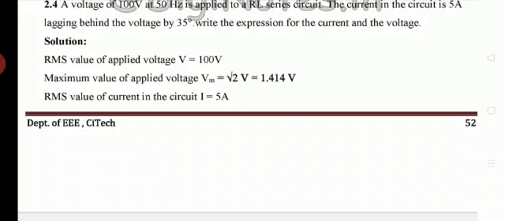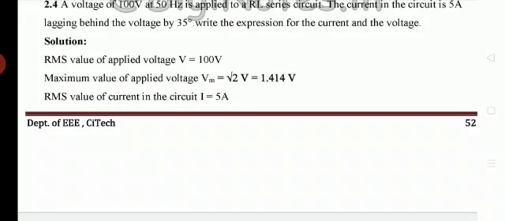Okay, so we'll start with the solution. RMS value of applied voltage V equal to 100 volt. I have told you already, whatever the given values of current and voltage we have, those are called the RMS values. So the RMS value of applied voltage is 100 volt. Then we can calculate the maximum value from this RMS value, because V RMS equal to Vm by root 2. So Vm equal to root 2 into V, that is 141.4 volts you will get.